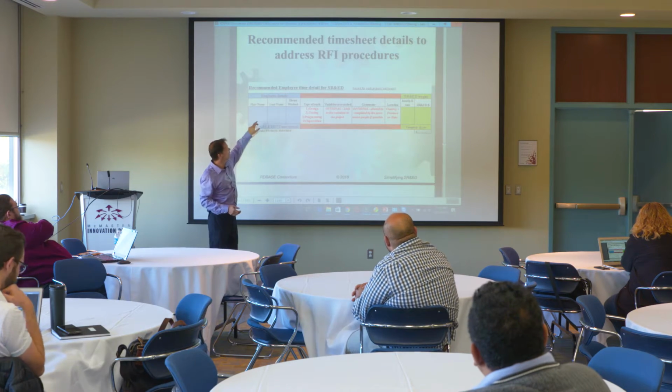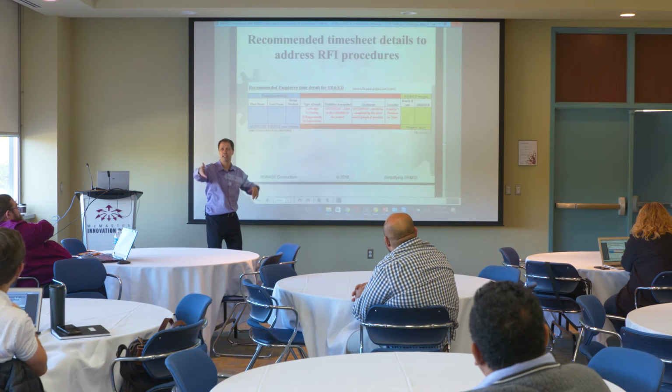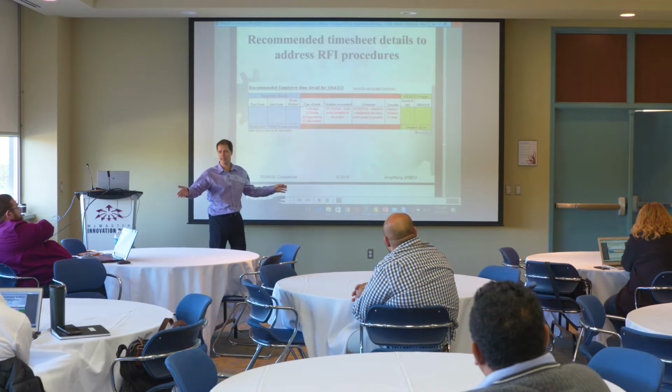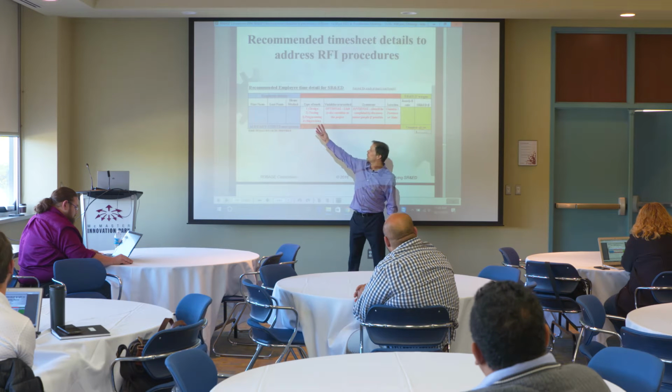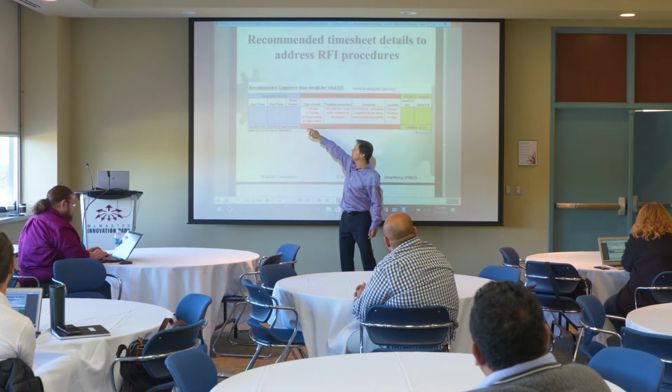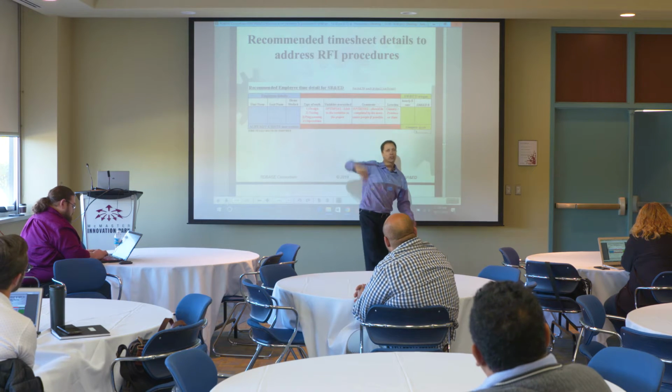Most systems have first name, last name, hours worked, and project number. They all do that, project number. That's your standard timesheet. I see it in every business, little ones, big ones. So what's missing? Well, what type of work did you do? There's only 4 types that really count for SR&ED: the design, the testing, computer programming, or supervision of all the above.